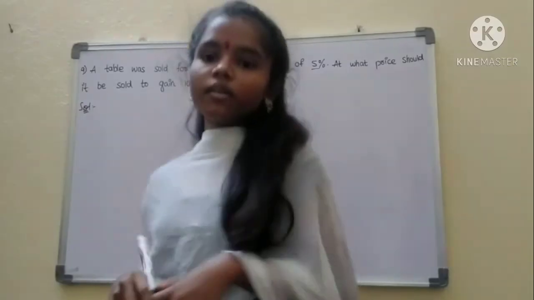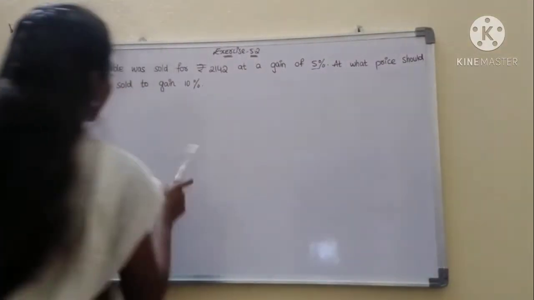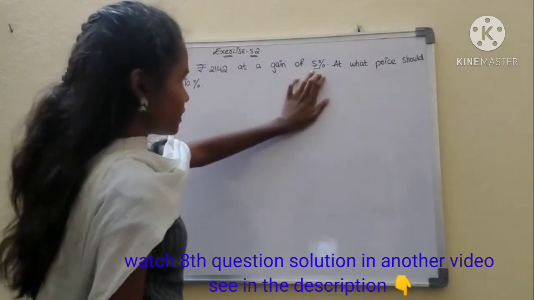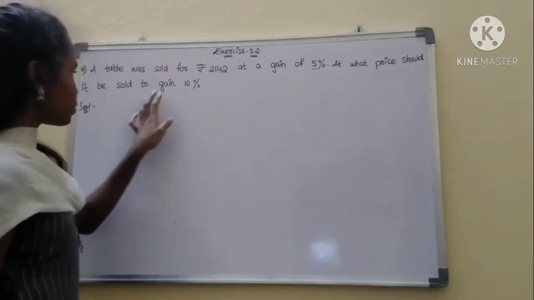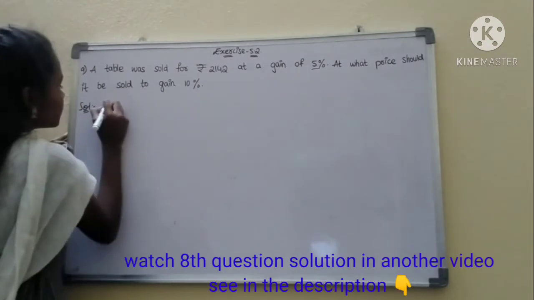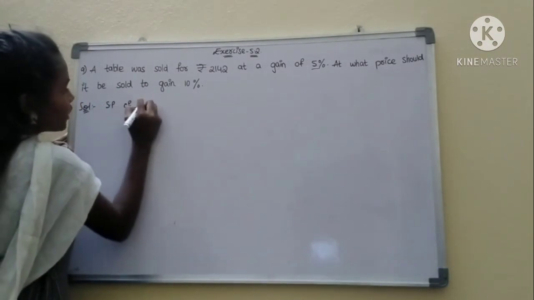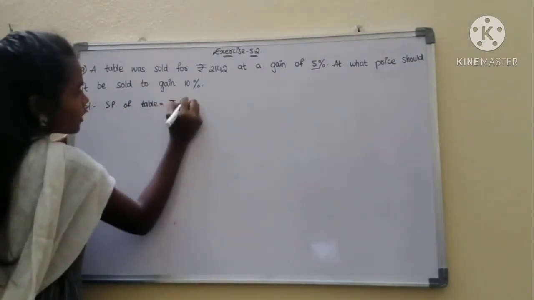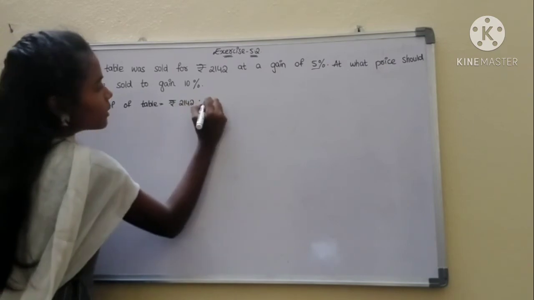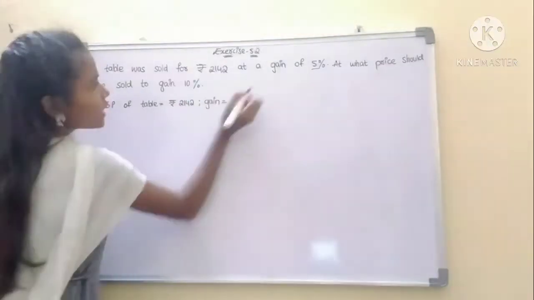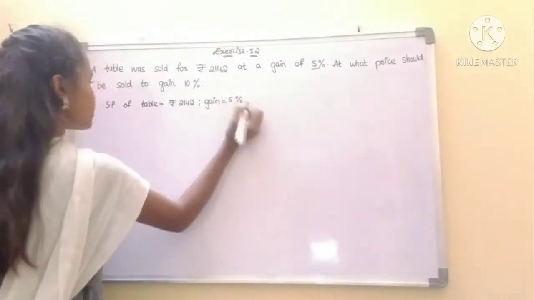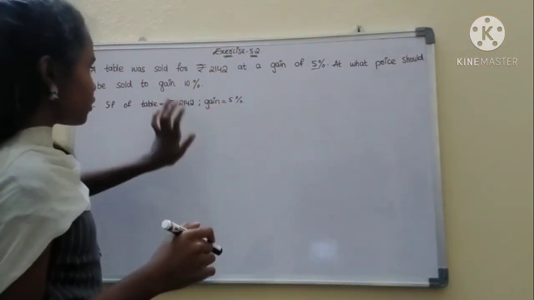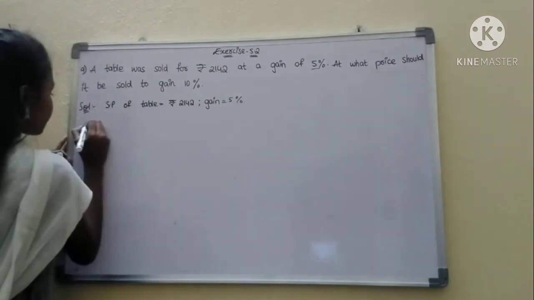Thank you. Now let's go to the 9th question. A table was sold for rupees 2142 at a gain of 5%. At what price should it be sold to gain 10%? The SP of the table is equal to rupees 2142. The gain is 5%. First, before finding the selling price at 10%, we have to find the cost price of the table.